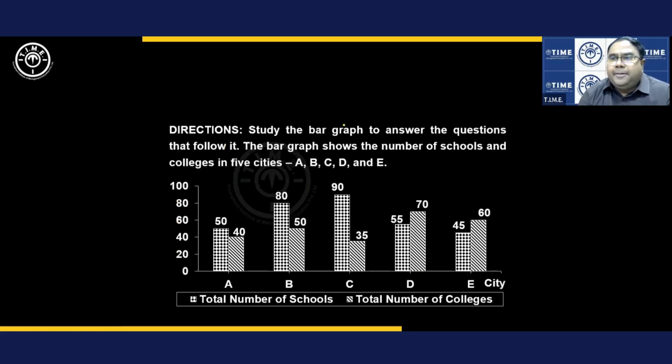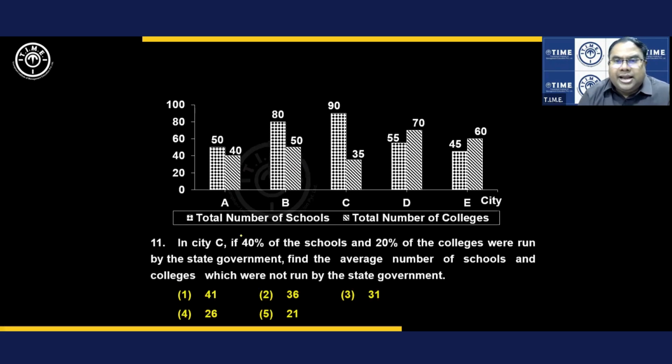Next, 11 to 15, we have a bar graph. To study the bar graph and answer the questions, we have a DI set. The bar graph shows the number of schools and colleges in 5 cities, A, B, C, D, E. The first bar represents schools. The second bar represents colleges, right? So 11th question.